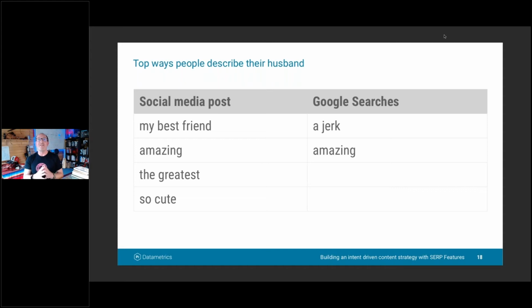What about the third one? He's the greatest, posting out on social media. What were they actually searching for? Actually, no, he's not the greatest. He's annoying. Oh, he's so cute. Look at those chubby cheeks. Isn't he cute? What were they searching for? Actually, no, he's mean. He's mean, he's annoying, he's amazing, and he's a jerk. That's what people were searching for and asking of Google. Whereas in reality, on social media, they were putting something completely different, which is why you can't always ask people what their intent is, because they won't always tell you the truth.